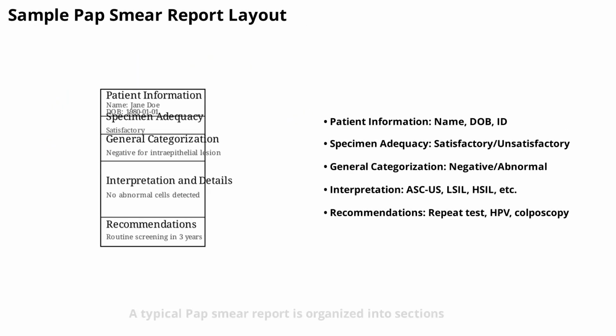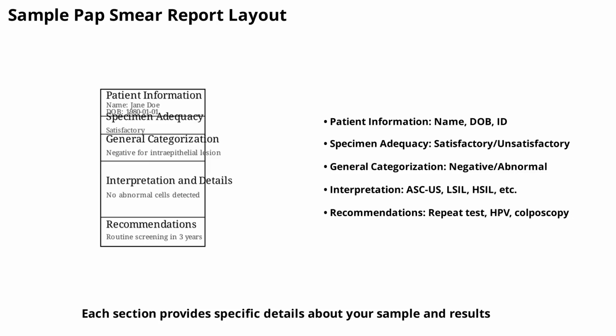A typical pap smear report is organized into sections: patient information, specimen adequacy, general categorization, interpretation, and recommendations. Each section provides specific details about your sample and results. Familiarizing yourself with this layout makes reading future reports easier.